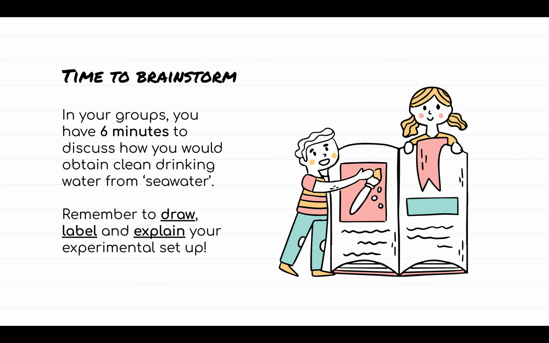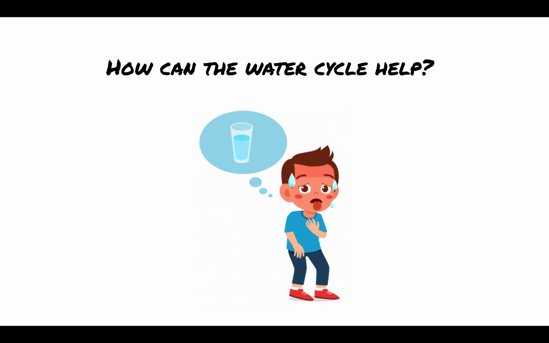In your groups, you have 6 minutes to discuss how you would set up an experiment using the 4 items to obtain clean drinking water from seawater. Remember to draw, label, and explain your experimental setup in your activity worksheets. Let us see how the water cycle can help.